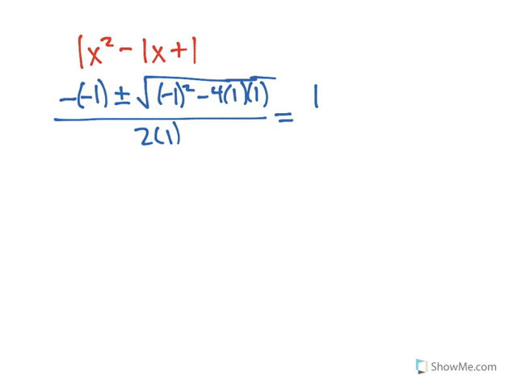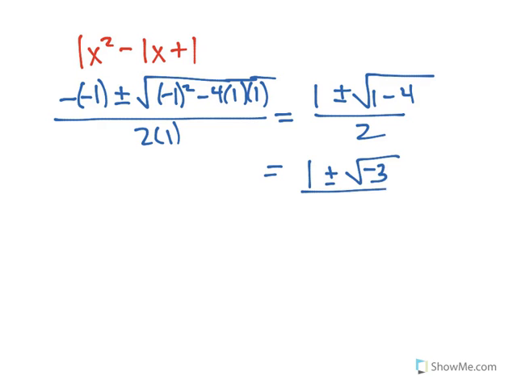And I get 1 plus or minus the square root of 1 minus 4 over 2. I get 1 plus or minus the square root of negative 3 all over 2. Pull out the negative and replace it with an i. So I get 1/2 plus or minus i times the square root of 3 over 2. And since nothing reduces, that's all I'm left with.